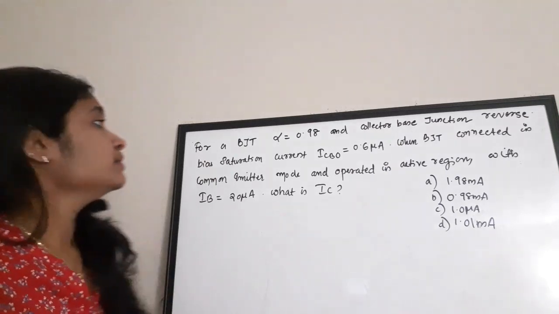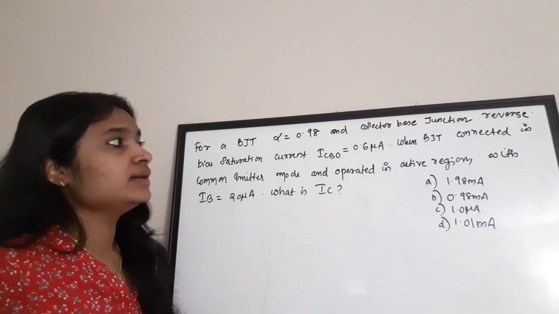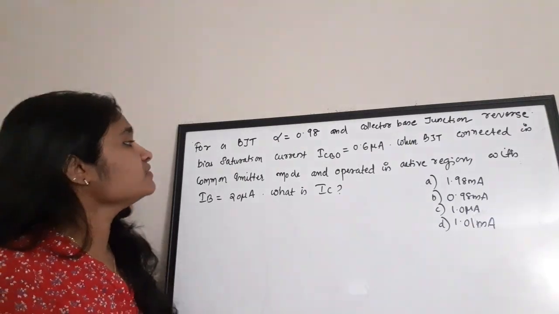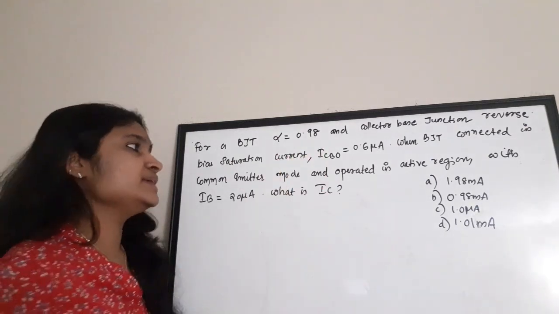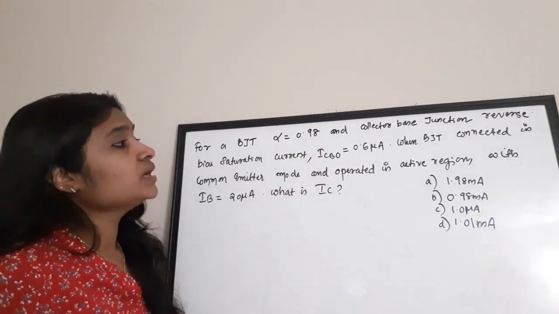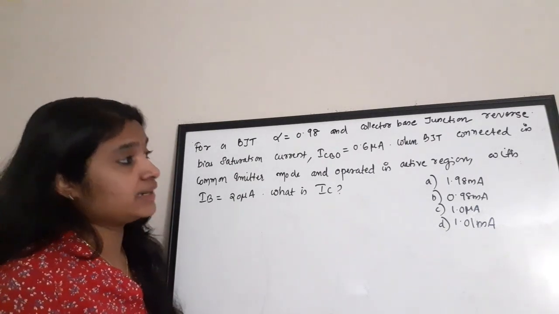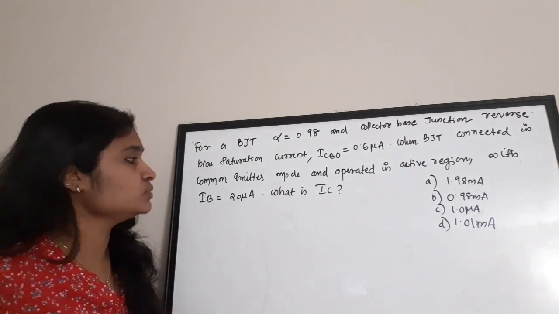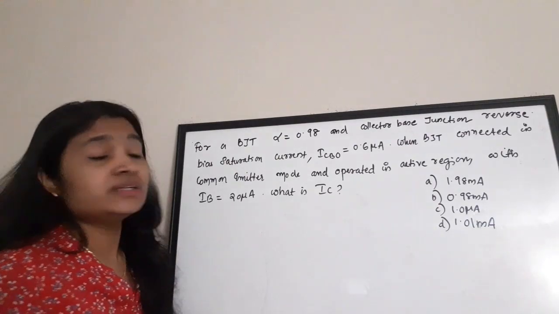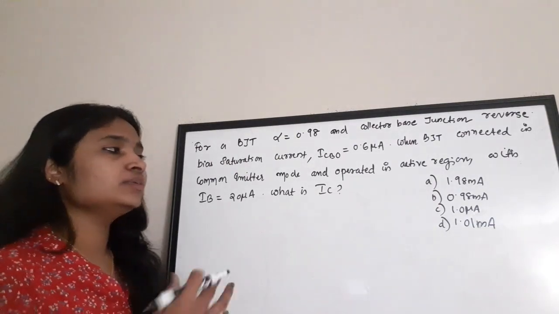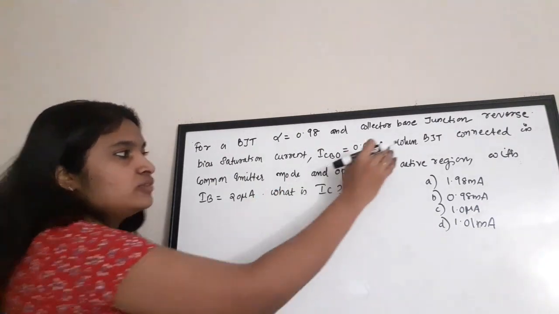Question is this: for a BJT, alpha equal to 0.98 and collector base junction reverse bias saturation current ICBO is 0.6 microampere. When BJT is connected in common emitter mode and operated in active region with IB equal to 20 microampere, what is IC? So, this is a little bit confusing question. We need to find out what all things are being given in the question and how we have to proceed. Okay, we'll start reading from here.